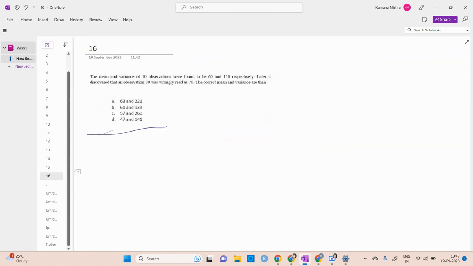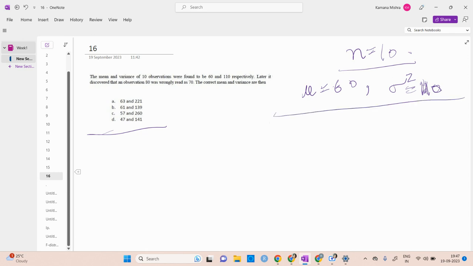Now, the last question here is that the mean and the variance of 10 observations were found to be 60 and 110. So firstly we have n is equal to 10, mu is equal to 60, and sigma square is equal to 110. These things are given. Later it is observed that an observation 80 was wrongly read as 70. So we need to find the correct mean and variance. It may happen that one value we have read was wrong. So what is the corrected mean and variance?